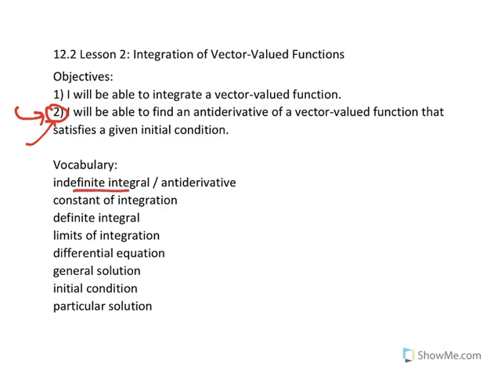Vocabulary, indefinite integral. When you have an indefinite integral, you're looking for an antiderivative. So you get a family of functions for your antiderivative. They differ by a constant of integration. When you're looking for a definite integral, you would use the fundamental theorem of calculus. You have limits of integration, and you get a number, or in the case of a vector-valued function, you would get a constant vector for the answer for a definite integral.